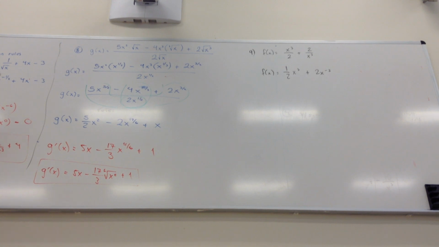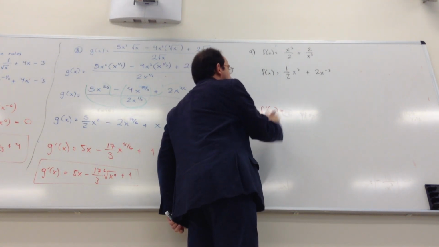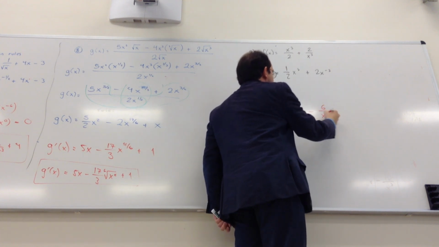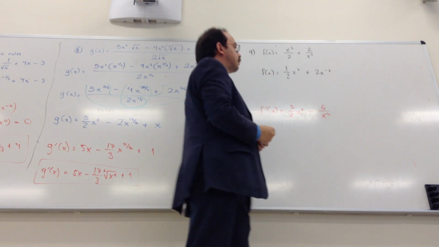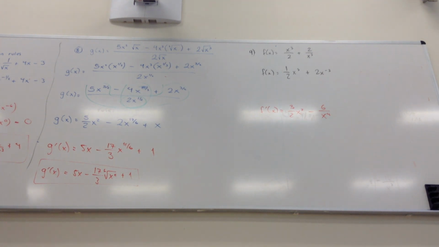This one? Find then. Answer? What? 3 halves x squared minus 6x minus 4. Ah, yes, yes. I missed a step. That's the answer. Good. Questions? No? Okay, fine.